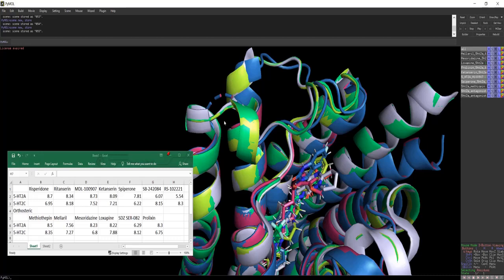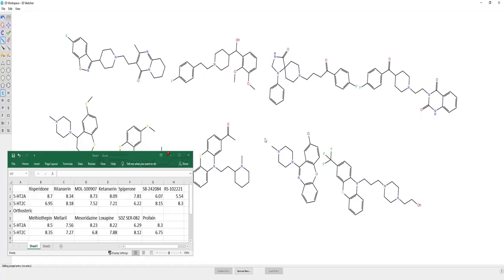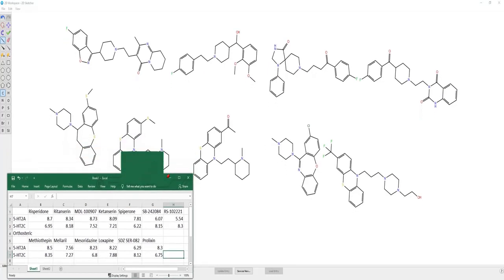There's one other factor I also wanted to discuss here, and that is if we look at the structure of these compounds. Let me bring this up and this down so you can see everything. Here we have our compounds that bind primarily to the orthosteric binding pocket, and here we have some compounds that bind to the extended binding pocket. So this is risperidone, this is MDL 100907, this is spiperone, and ketanserin over here.